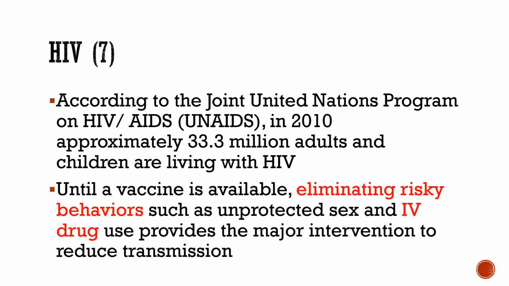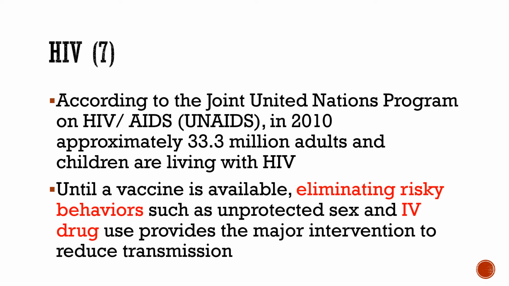So, ladies and gentlemen, listen up. According to the Joint United Nations Program on HIV and AIDS, in 2010, approximately 33.3 million adults and children were living with AIDS. Well, that has been over 10 years ago now, so we know that that number has only grown. So listen up. Until a vaccine is available. Right now there is no vaccine, but there are medications that will help control the viral load.